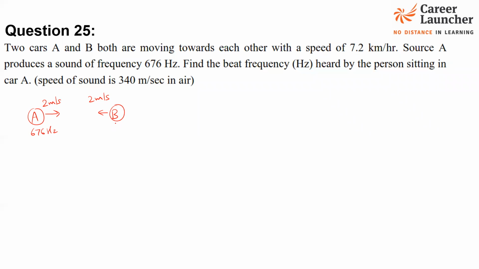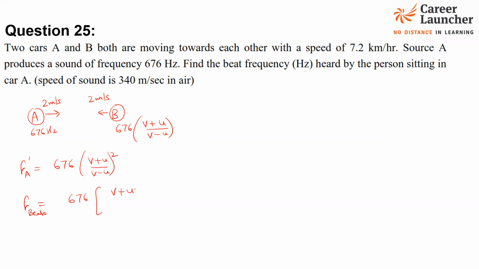So first, let us find out the frequency that B will hear. That will be 676 into V plus U upon V minus U. And similarly, what A will be hearing again will be 676 V plus U upon V minus U, the whole square. So the beat frequency that will be observed, let me call it beat frequency, so that will be 676. It is obviously more than 676. So V plus U square upon V minus U square minus 1, the difference that we have to take.